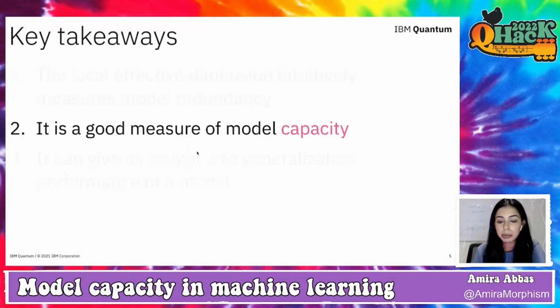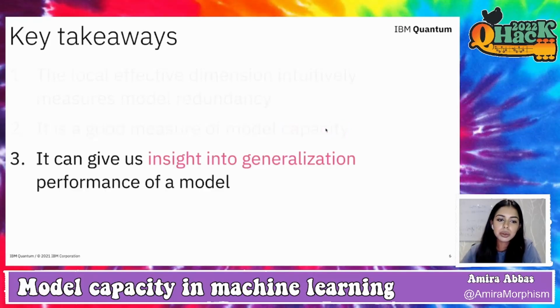The second thing, and this is a bit more difficult to convince you of, is that the local effective dimension, in my opinion, is a good measure of model capacity. I'll tell you what capacity means just now as well. If it is a good measure of capacity, which you've probably heard about in previous talks, this idea of model capacity in machine learning, then it should give us good insight into the generalization performance of a model.